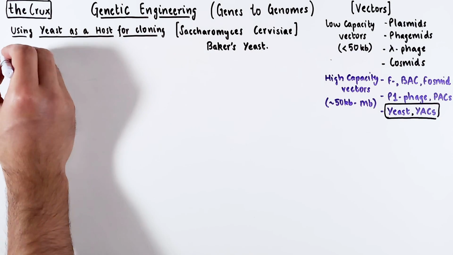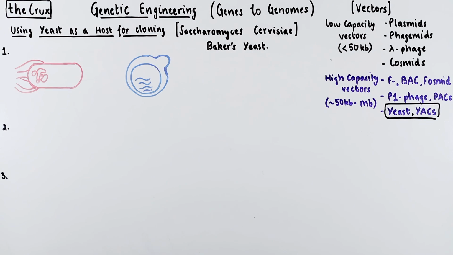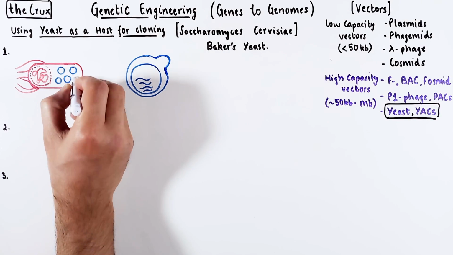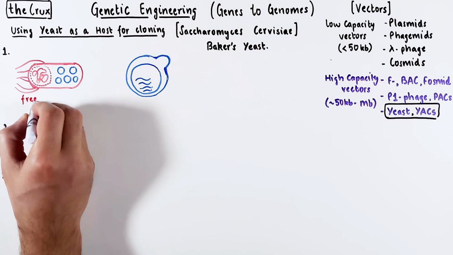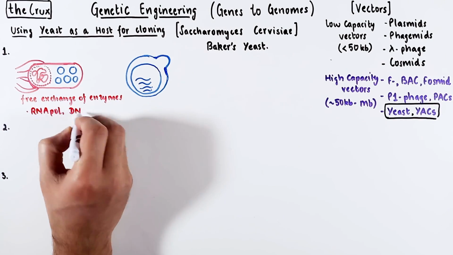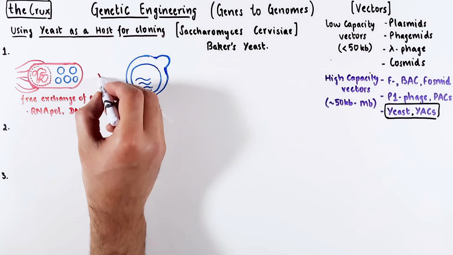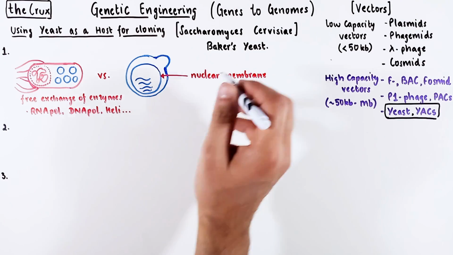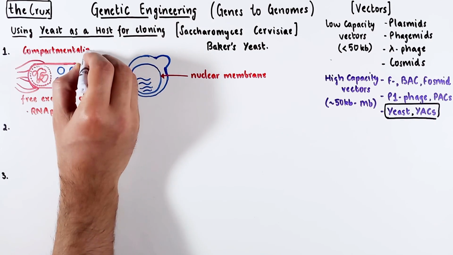There are three considerations. The first is the structural difference in the organization when compared to the bacterial host. In bacteria, there is no boundary to encapsulate the genomic material. So if you have plasmid in the bacteria, it enjoys a free exchange of enzymes required for DNA replication and transcription. In contrast, yeast has a nuclear membrane that compartmentalizes all transcription and replication-specific enzymes.